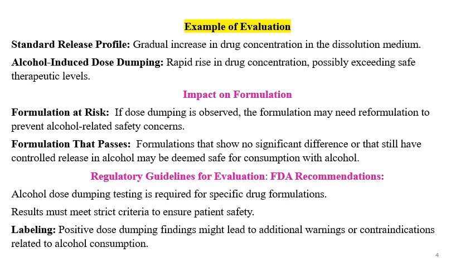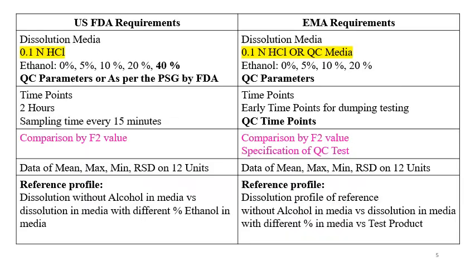Regulatory guideline for evaluation. FDA regulations are there. Alcohol dose dumping testing is required for specific drug formulations like modified release formulations, controlled release formulations, and some of the delayed release formulations. Results are required to meet strict criteria to ensure patient safety. And a labeling section should be there, which provides a clear indication for positive dose dumping findings that might lead to additional warnings or contraindications related to alcohol consumption while you are taking the medicines.